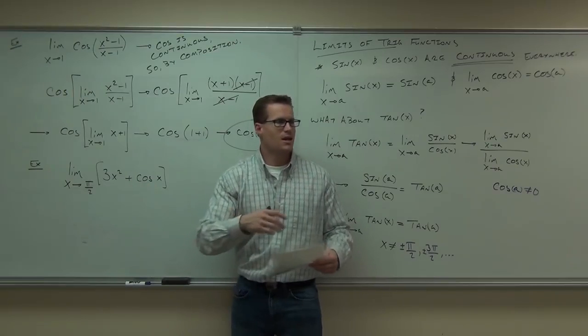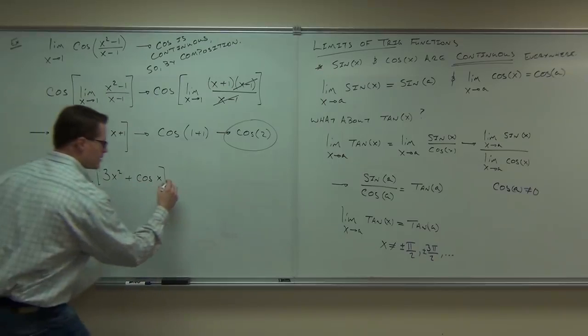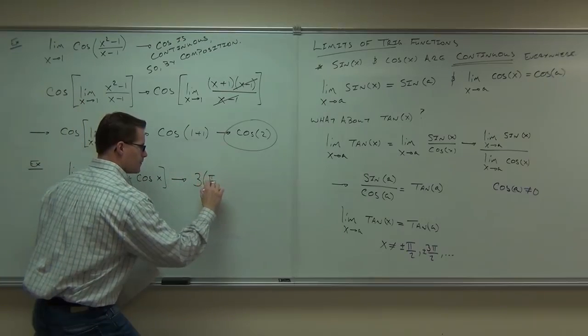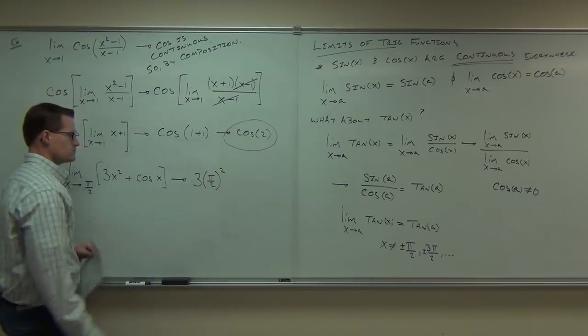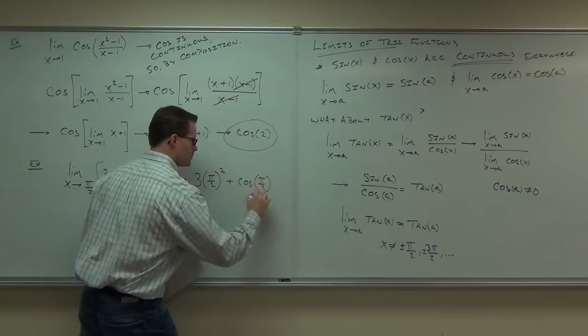So that says that just like other limits that we're dealing with, try plugging in the problem first. If you can, no problem. So that would be 3 pi over 2 squared plus cosine pi over 2.